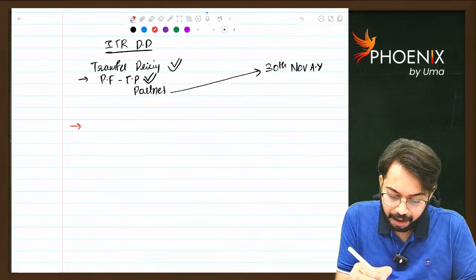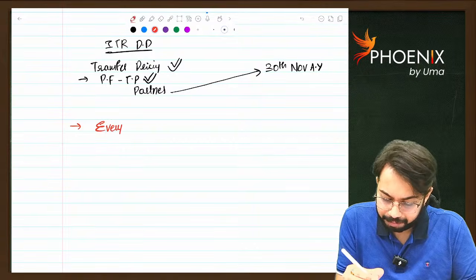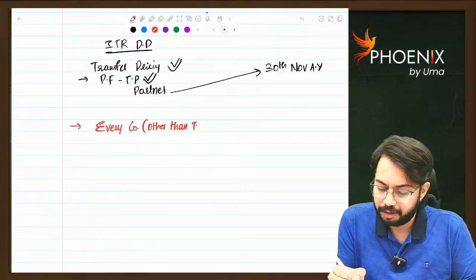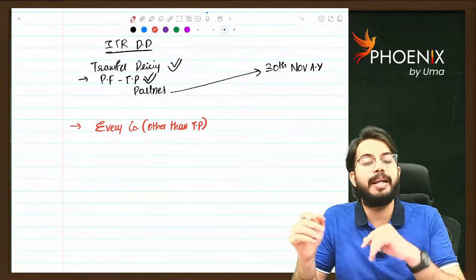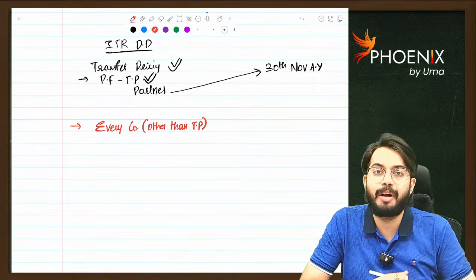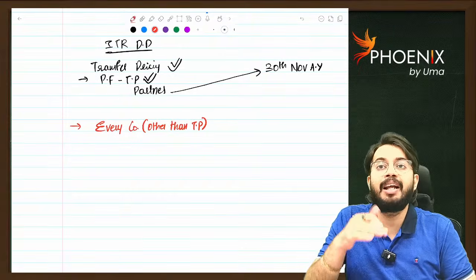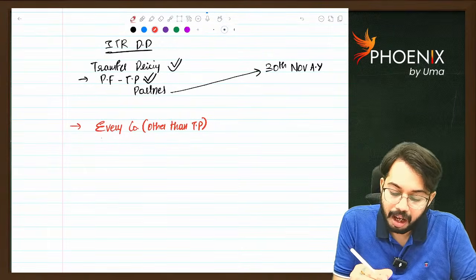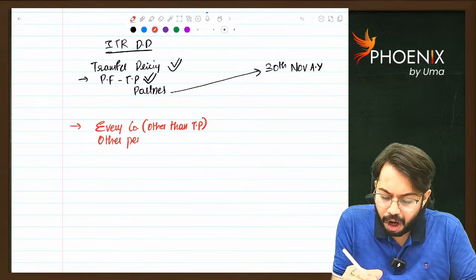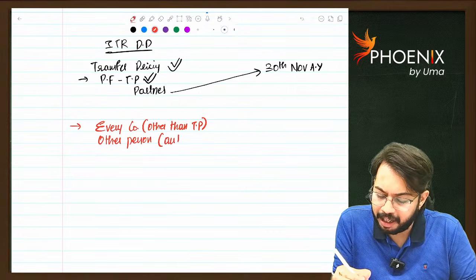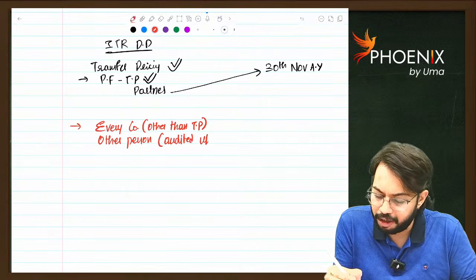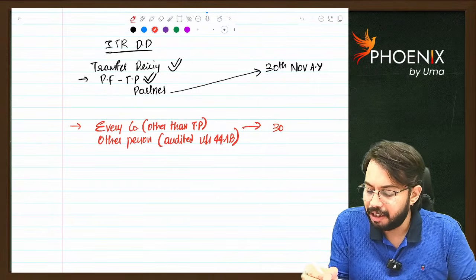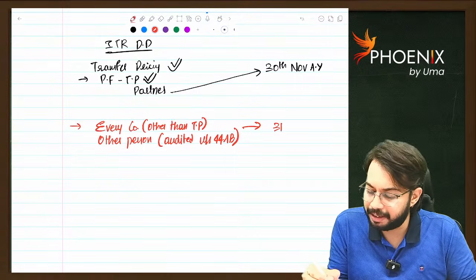Second point, for every company other than the company for which transfer pricing provisions are applicable, because if transfer pricing provisions are applicable, the due date is 30th November of the assessment year. So every company other than that, and every other person who is required to get audited under the Income Tax Act, under section 44AB, for them the due date for filing ITR is 31st October of the assessment year.